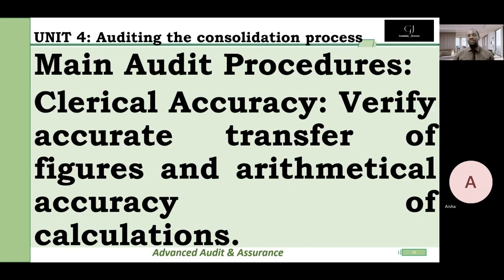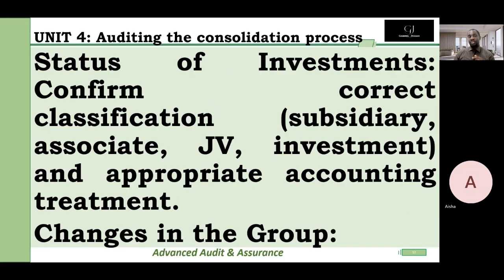Very important. So the main audit procedures of groups include clerical accuracy of postings and transactions. We need to verify the accurate transfer of figures and arithmetical accuracy of these calculations in the financials, in the group consolidations. This must be reviewed and tested. So clerical accuracy is key as one of the main audit procedures.